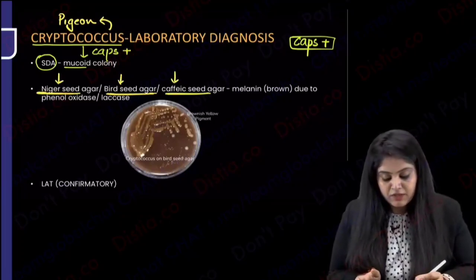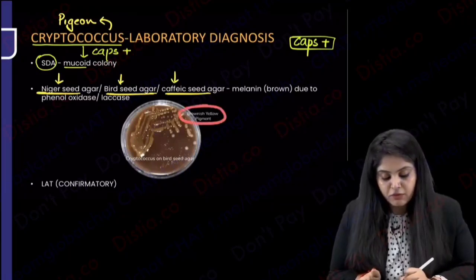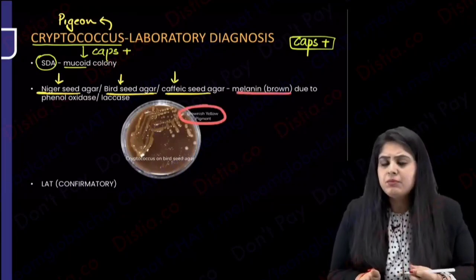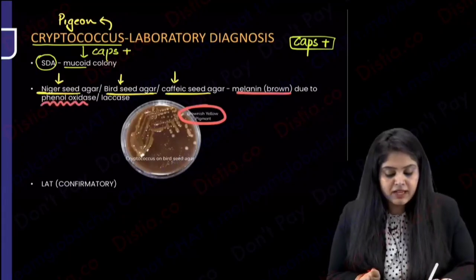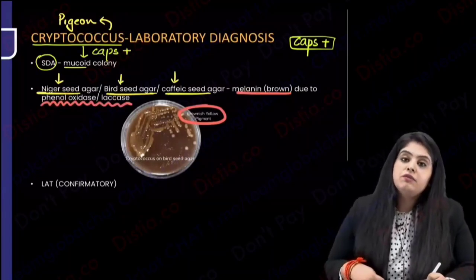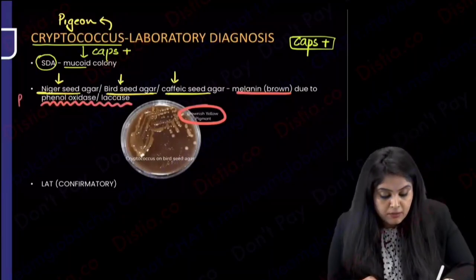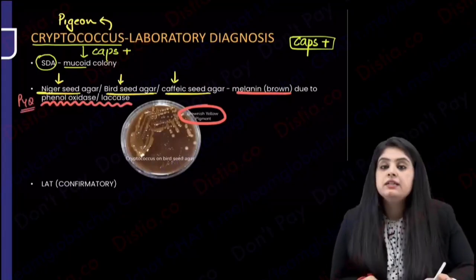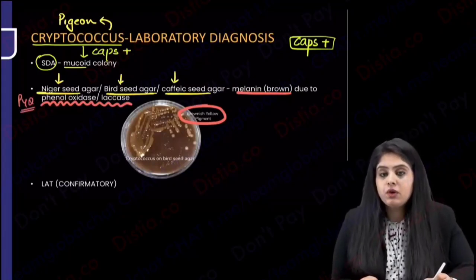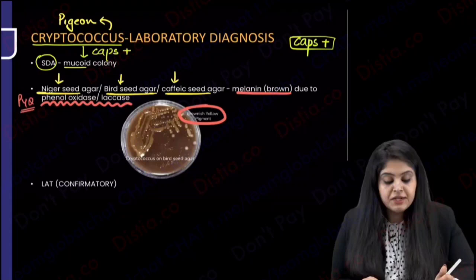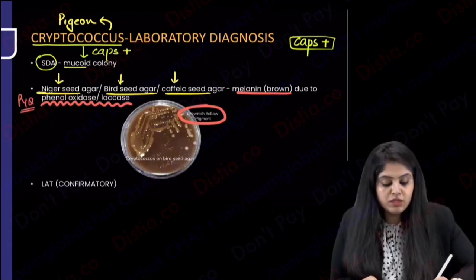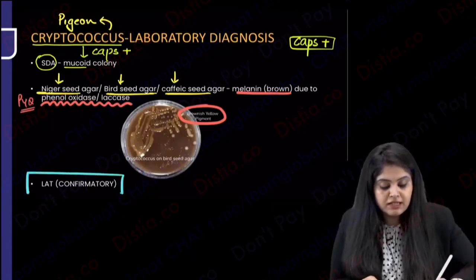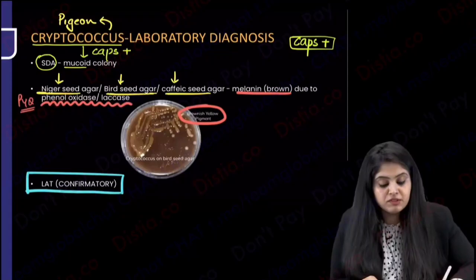But now your question will be, why brown? What is the reason for it to form brown? Brown color is due to melanin. And why is that being produced? Because of the enzyme called laccase or phenol oxidase. Very, very important previous year question. The enzyme responsible for this is phenol oxidase or laccase. Okay, finally, if someone asks you what is the confirmatory test, it is LAT, and you must have seen this in previous years. LAT stands for latex agglutination test.